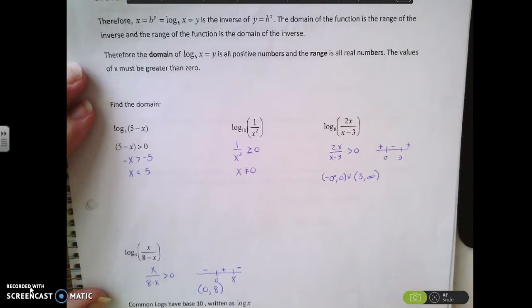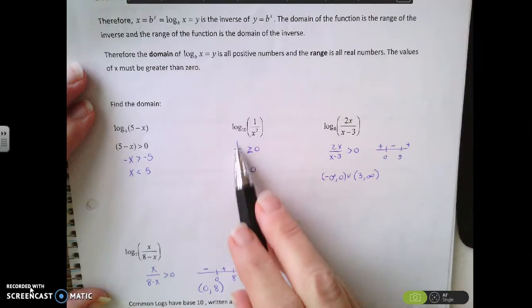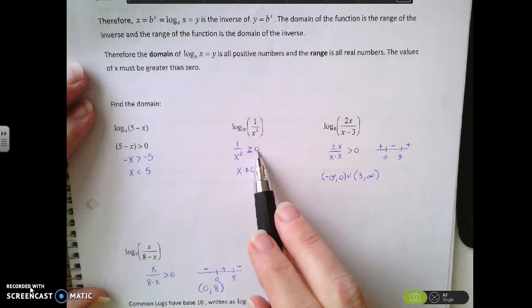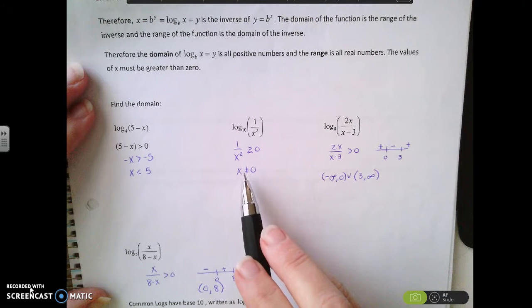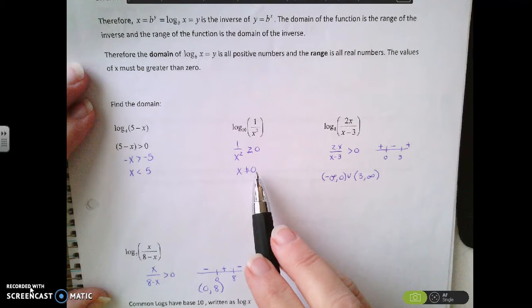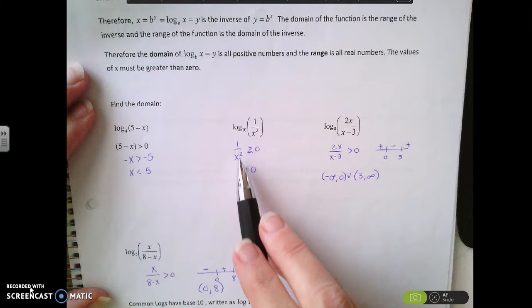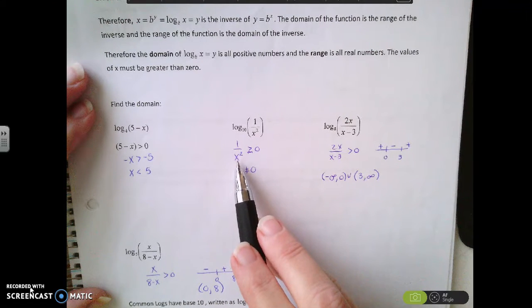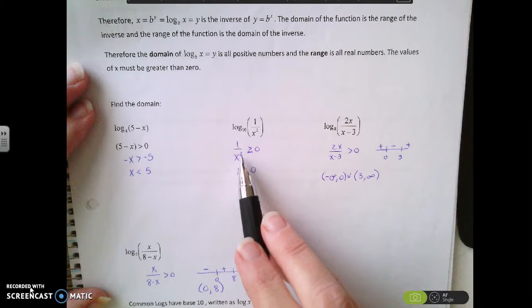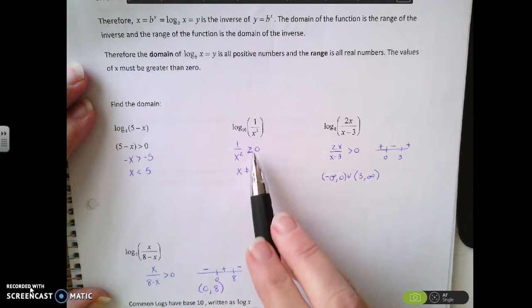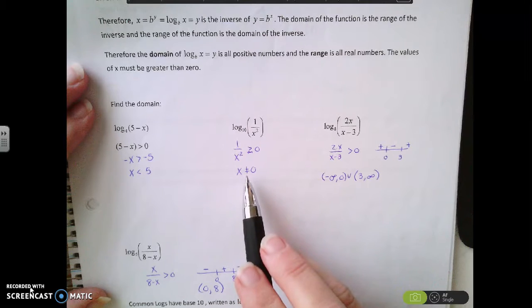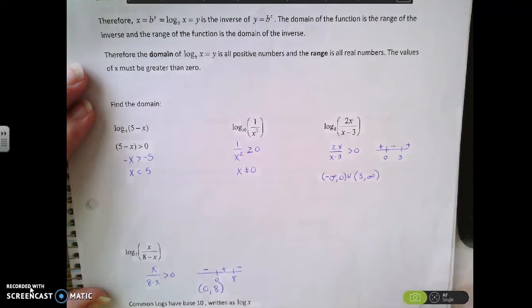So for this one, I'm saying 1 over x squared has to be greater than 0. So all I have to say here is x can't equal 0, right? But if x is any other number, if x is negative 2, negative 2 squared is positive 4. If I put in positive 2, 2 squared is 4, so that's 1/4. So no matter what, they're all greater than 0, except for this one term where x can't equal 0.